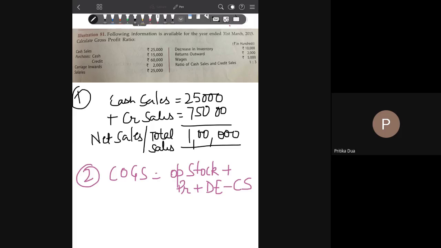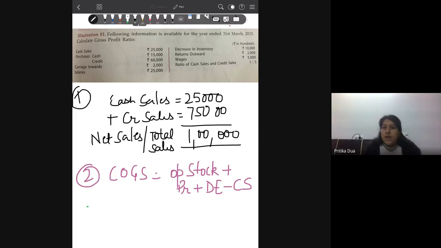आपको क्वेश्चन में पहले ओपनिंग स्टॉक और क्लोजिंग स्टॉक में डिफरेंस दिया हुआ. डिक्रीज इन इन्वेंट्री means that your closing stock is lower than the opening stock. Opening minus closing, ये और ये टर्म आपको 10,000 दी हुई है. Next you need to add the purchases.